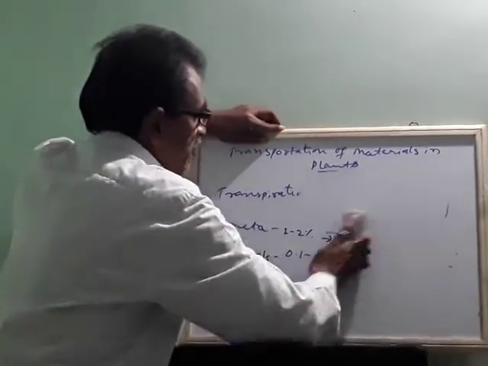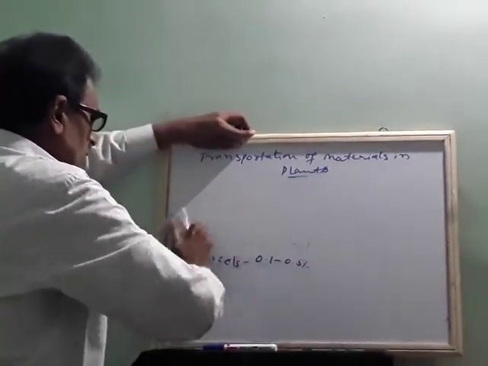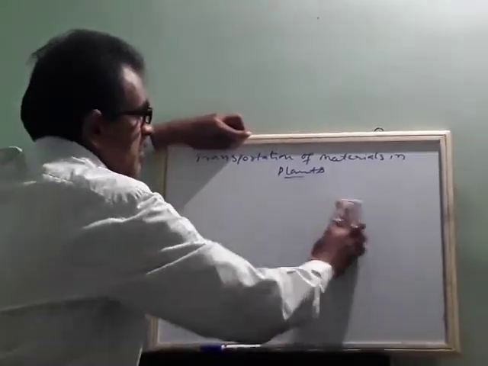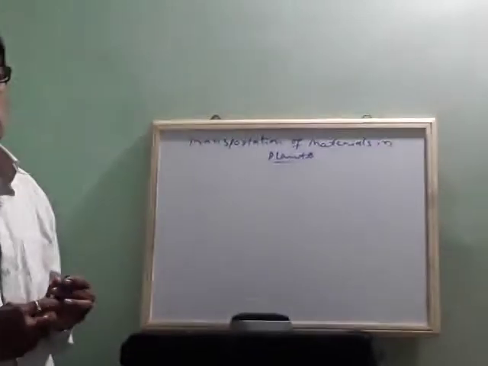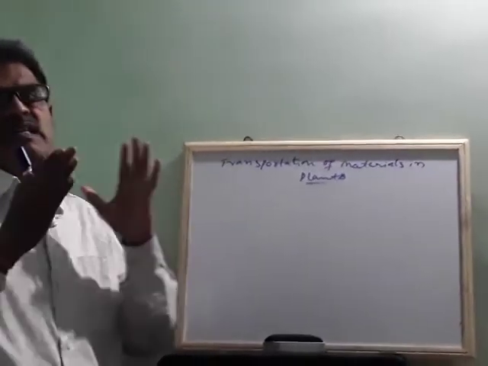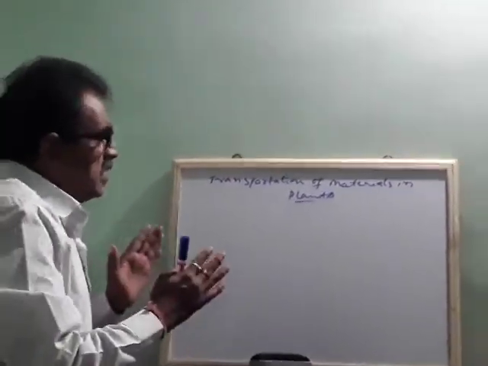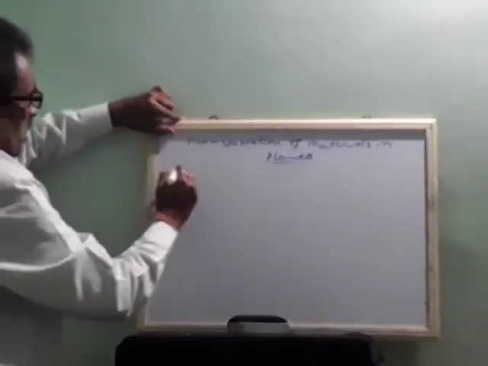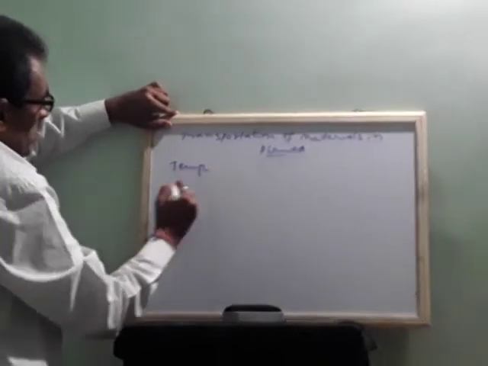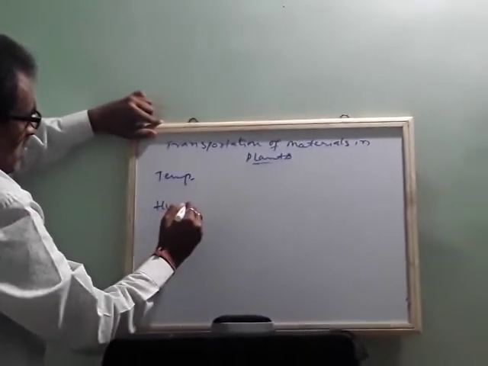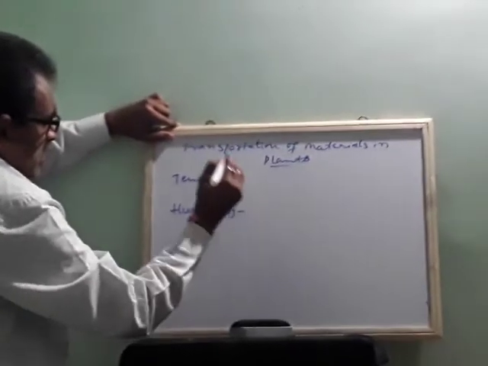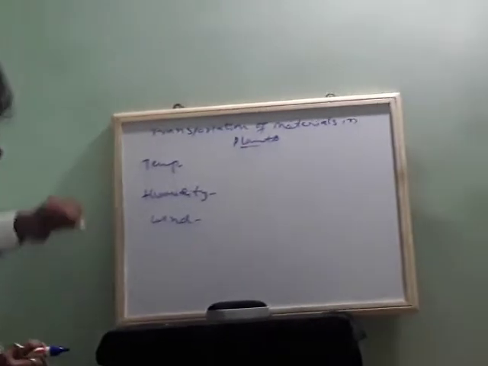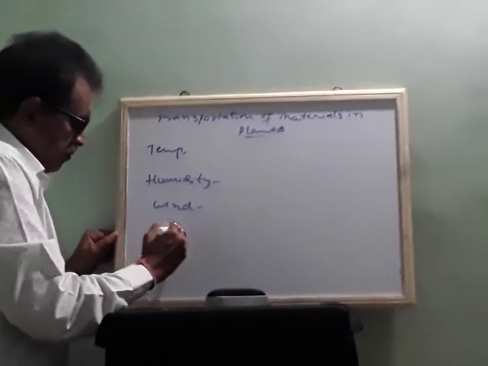Then what are the effects of transpiration? Okay, what are the factors affecting the transpiration? See, there are mainly four factors which affect the transpiration. One is temperature, okay, humidity, wind, okay, and one more is light.